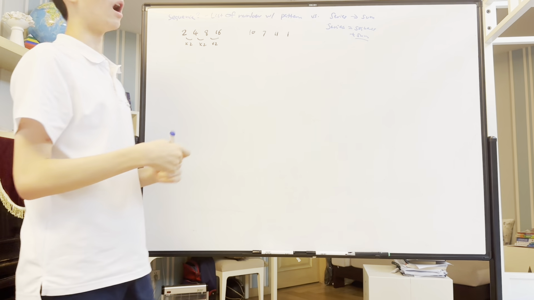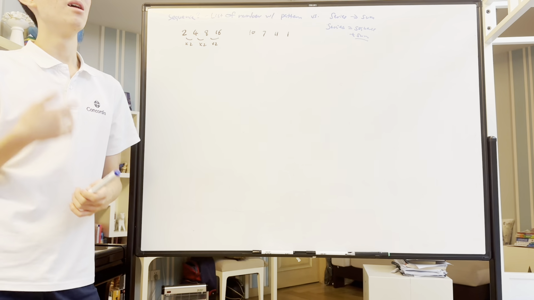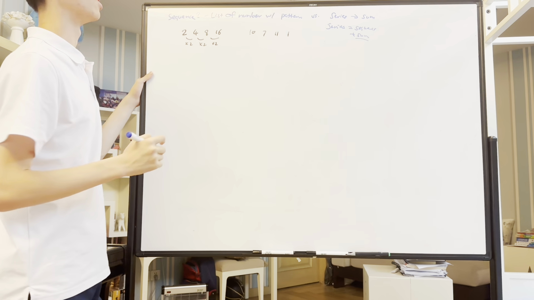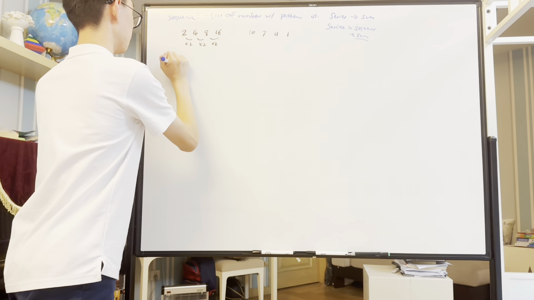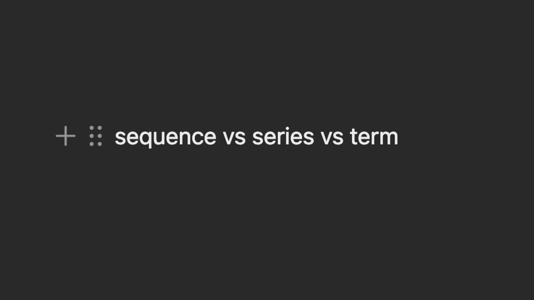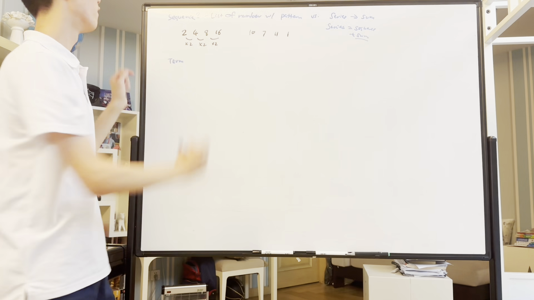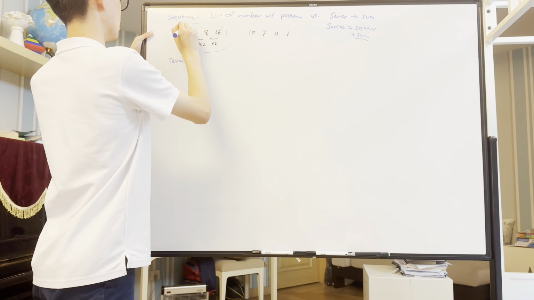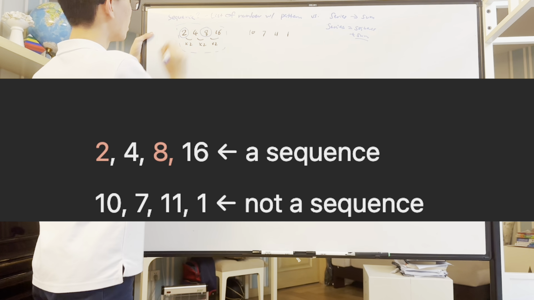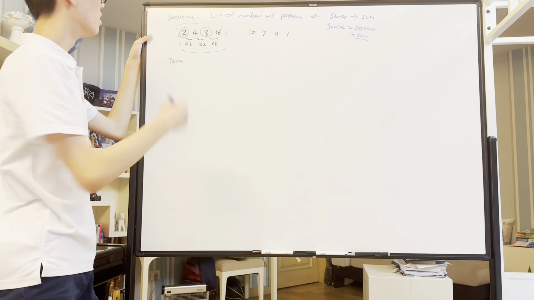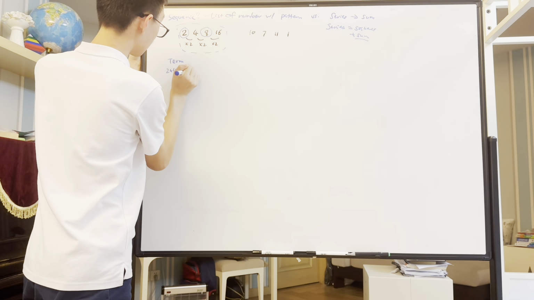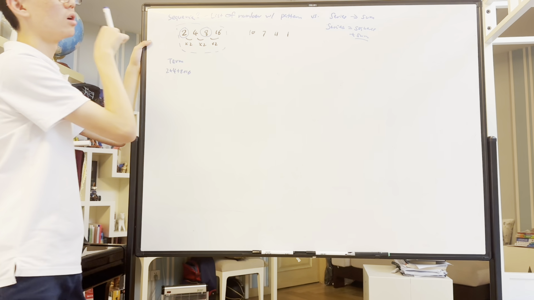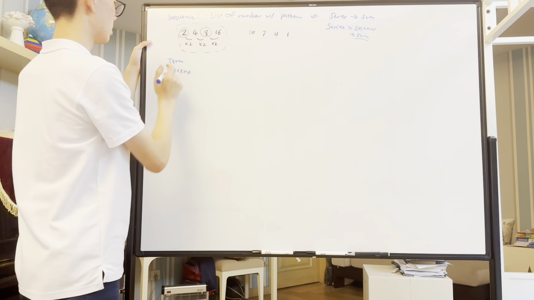The final terminology might seem really simple, but a lot of people seem to have this confused. The final terminology is a term. A term is one element of a sequence. For example, in this sequence, 2 would be a term. 8 would be another term. However, their sum is not a term. A term is only an element in the sequence.